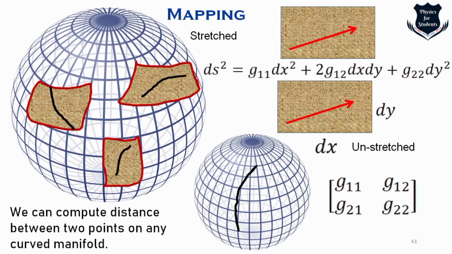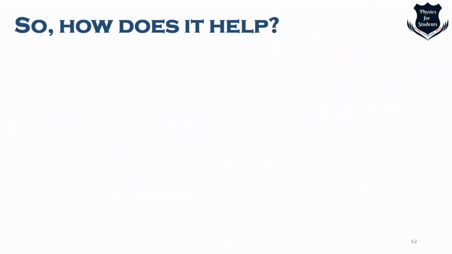So the unstretched information, once it is patched on a sphere, gets into a kind of stretched information, and we can use them in order to calculate any points on a curved manifold. So how does it really help?